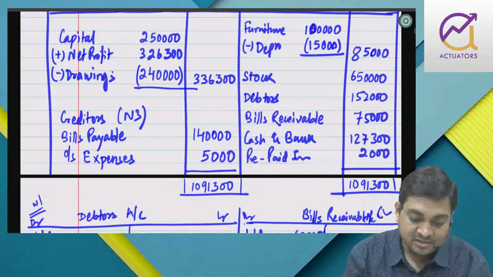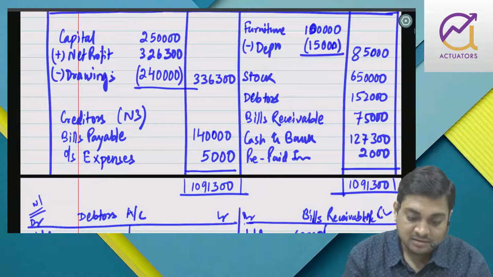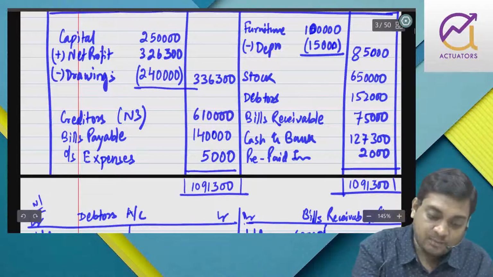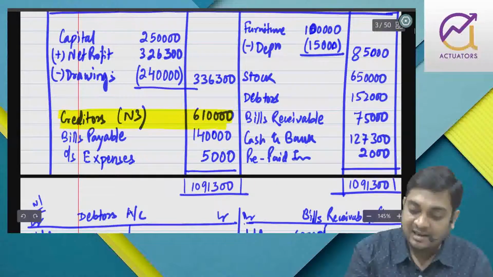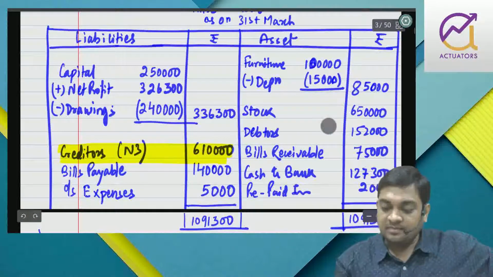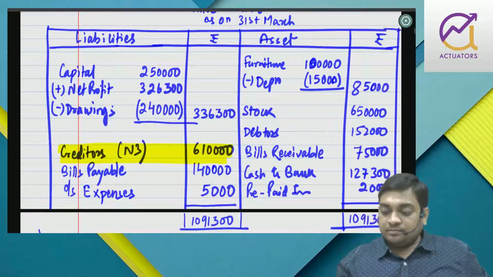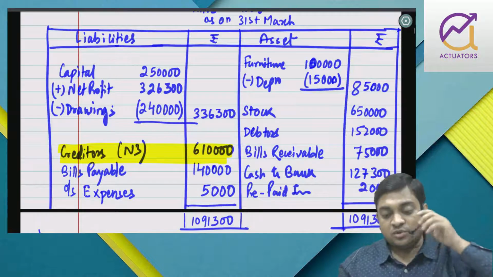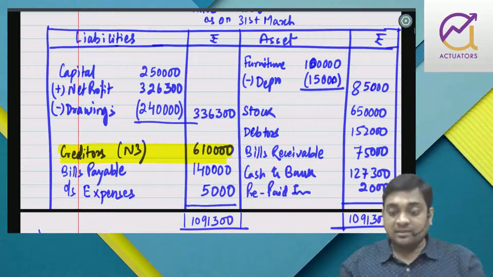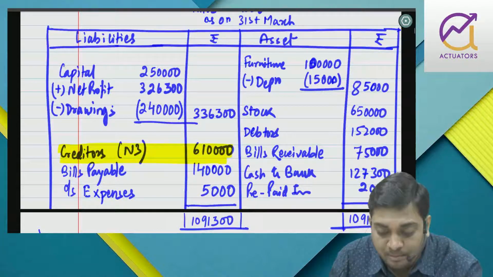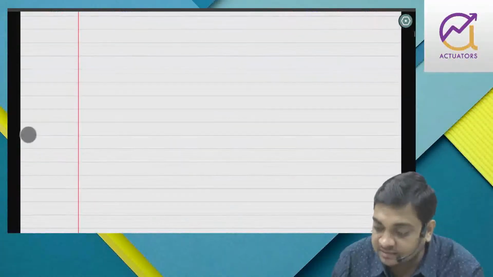Now I will see 36300 minus 1 lakh 40 minus 5,000. So that comes to 6 lakh 10. I'll show you that if I prepare the creditors account, I'll get 6 lakh 10 only. This is just the other way I have shown you, that if you're running short of time, one item from the balance sheet you can get as a balancing figure.